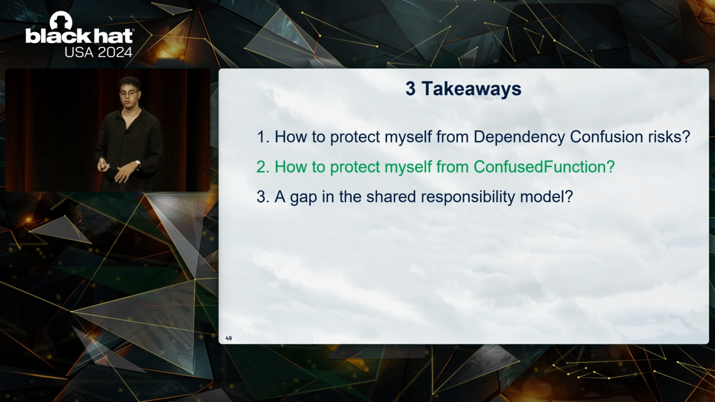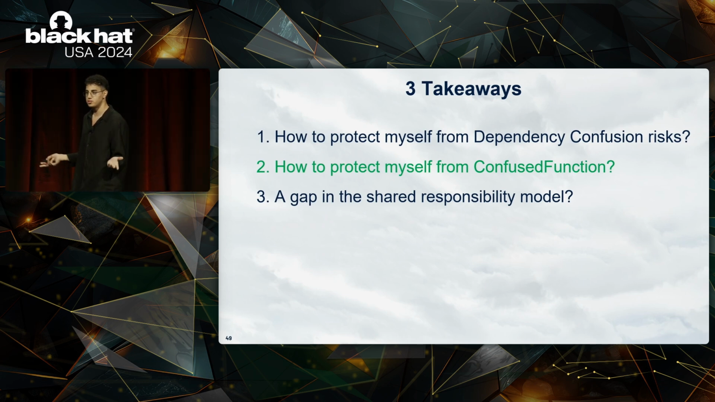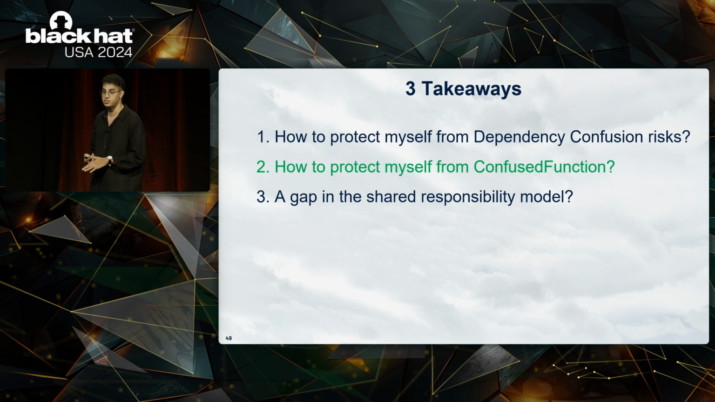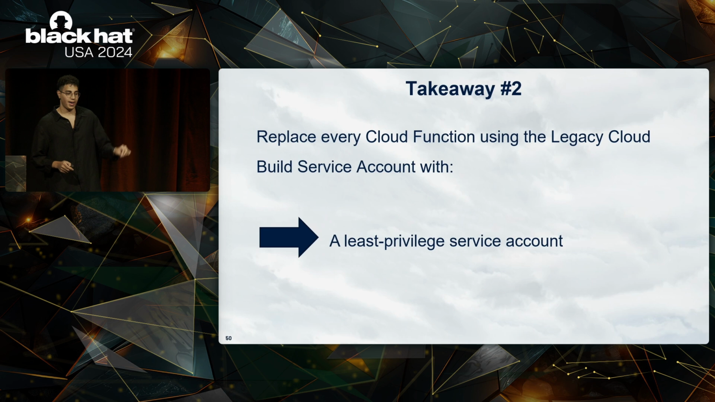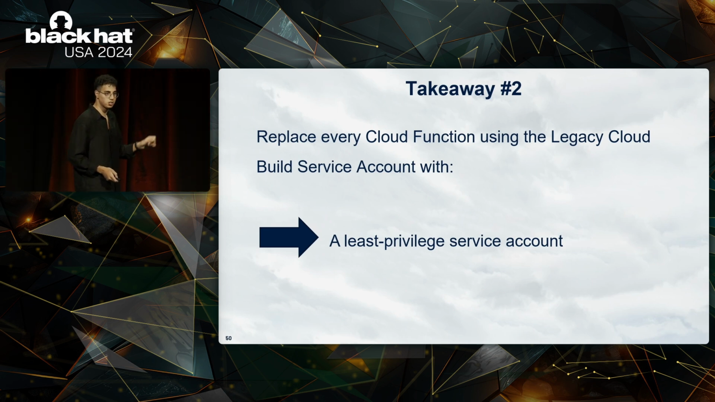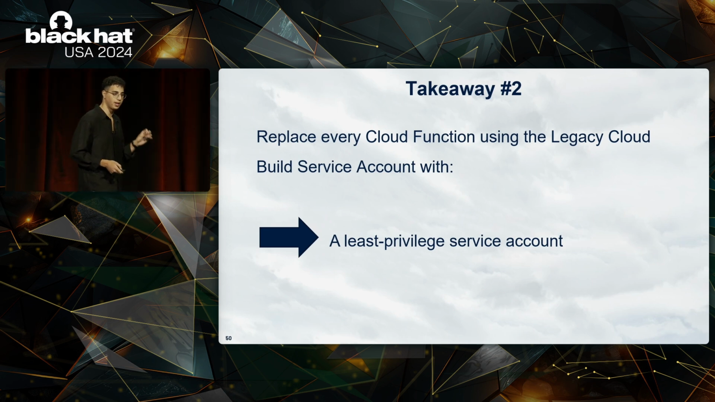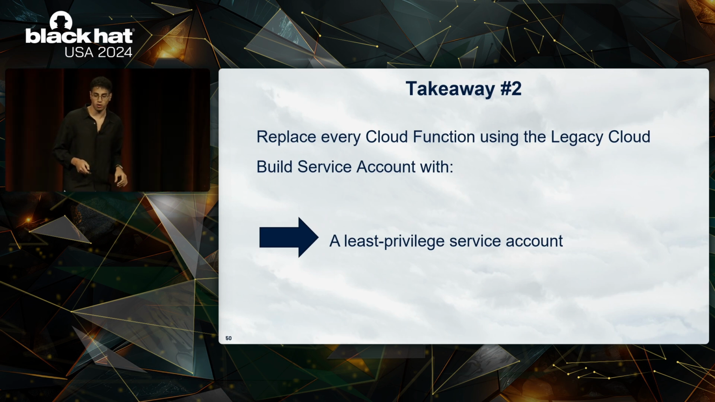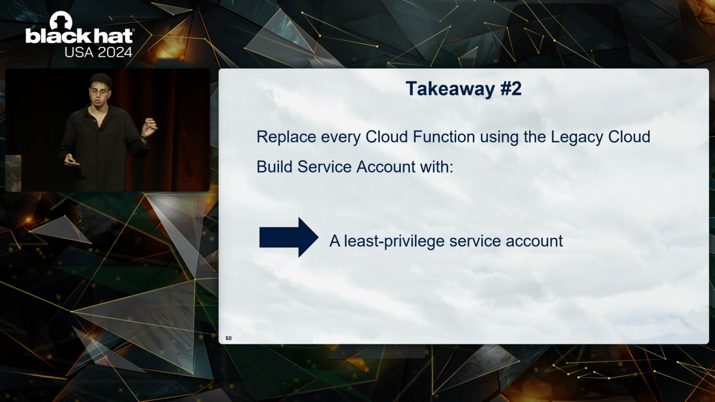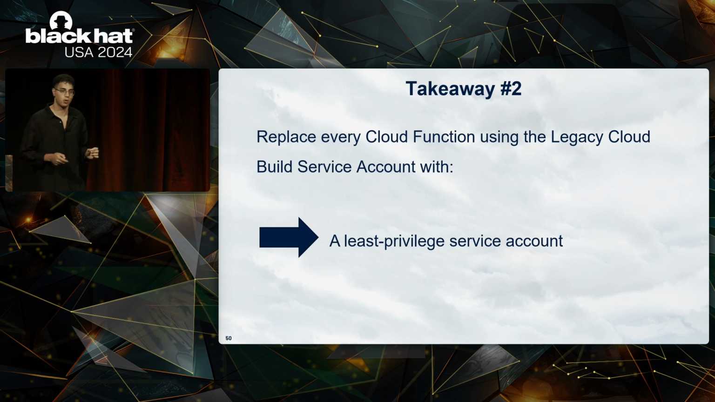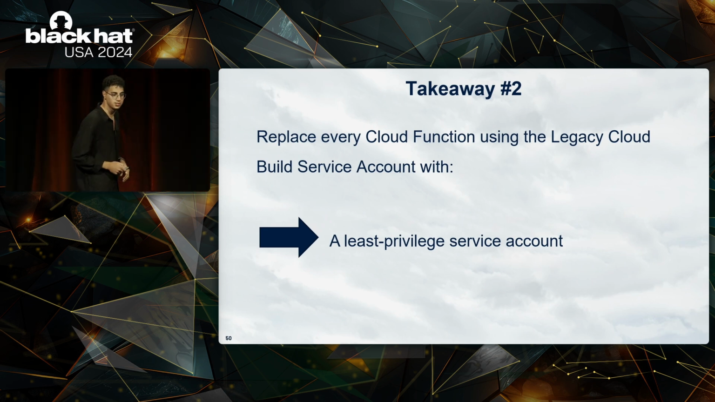The second takeaway for you is how to protect yourself from confused function. The confused function vulnerability, we saw, still kind of lives. You should go ahead and replace every Cloud Function service account, specifically the Cloud Build service account, with a least privileged service account. We follow the least privilege model, and we give the minimum permissions that are required for this custom Cloud Build service account, as opposed to using the default Cloud Build service account that has rather highly permissive permissions.